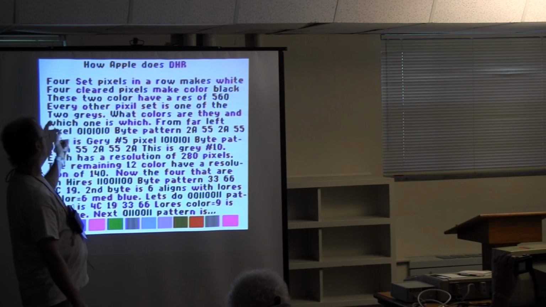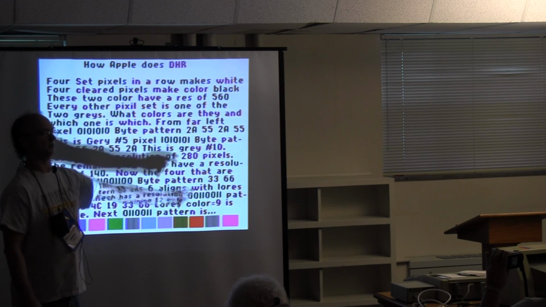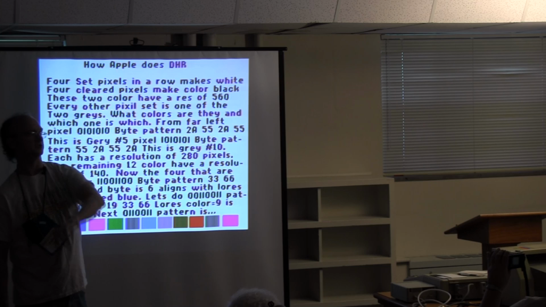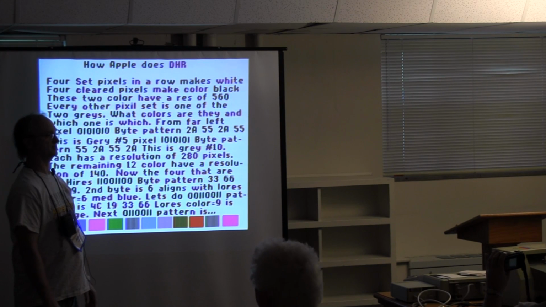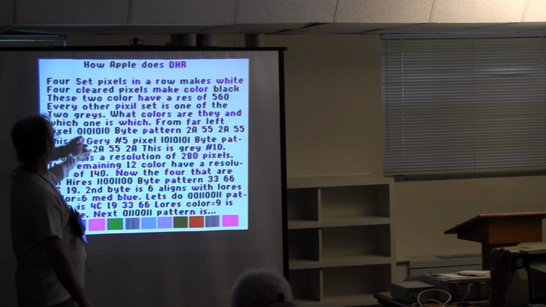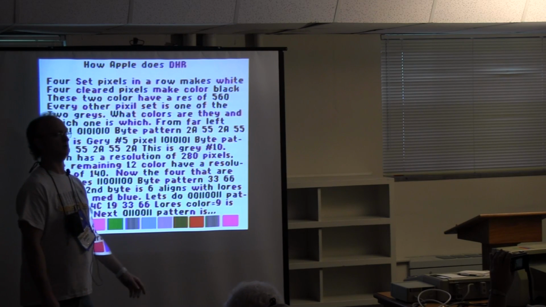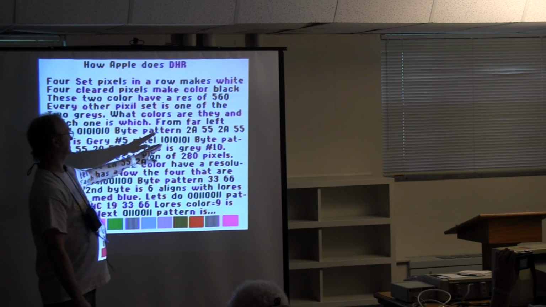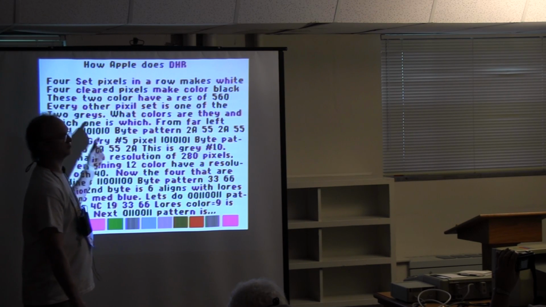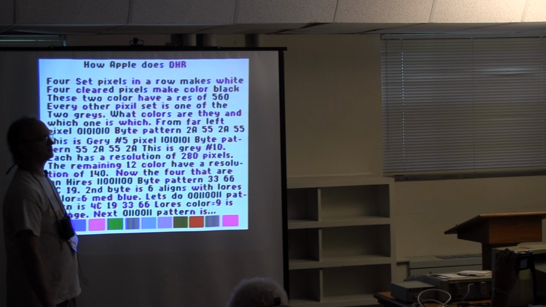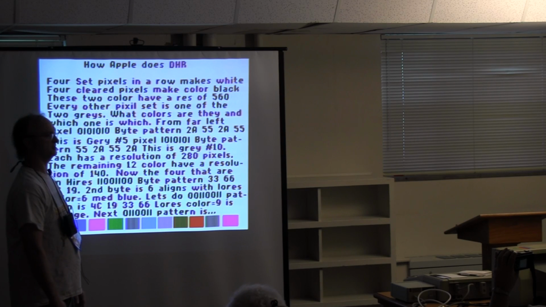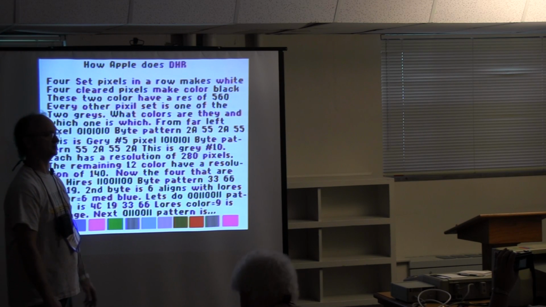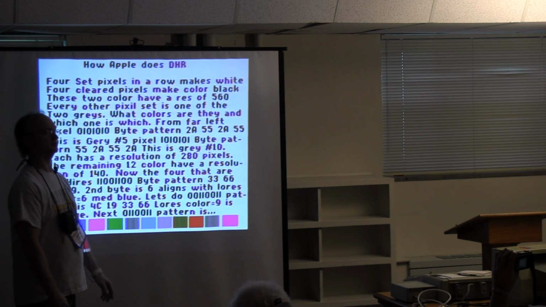If our pattern starts out 0, 1, 0, 1, 0, 1, 0, 1, 0, we will draw a dark gray line across that screen on the 5th color. If we start out with 1, 0, 1, 0, 1, 0, 1, all the way across the scan line, it'll print a light gray, and the resolution is 280. They're the only 2 colors that have that resolution. Just like the black and the whites are the only 2 colors that have 560 resolution.